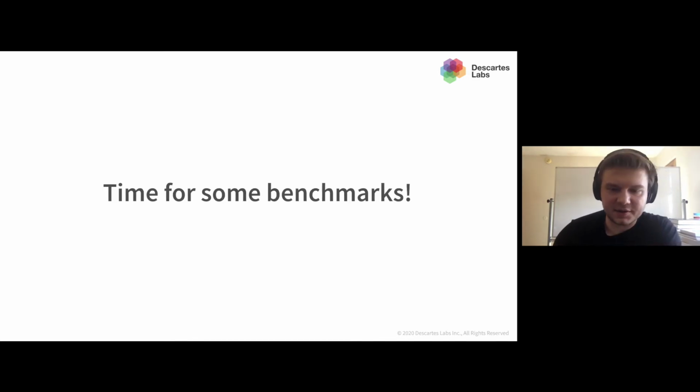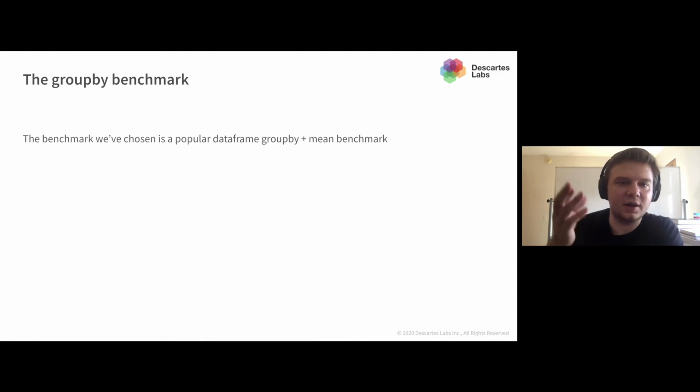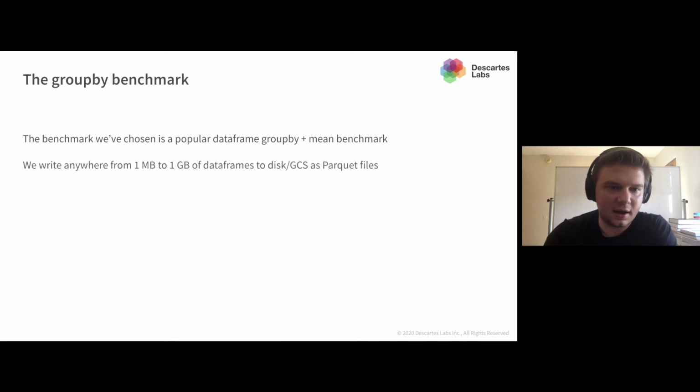So, time for some benchmarks. How fast is this? I thought it would be way slower in every case because what we're doing is super naive. So we use a popular data frame group-by benchmark, where you take a data frame and do a group by and a mean. I've seen some Matt Rocklin blog posts before, Matt Rocklin, the creator of Dask, detailing this benchmark. He's used it before.